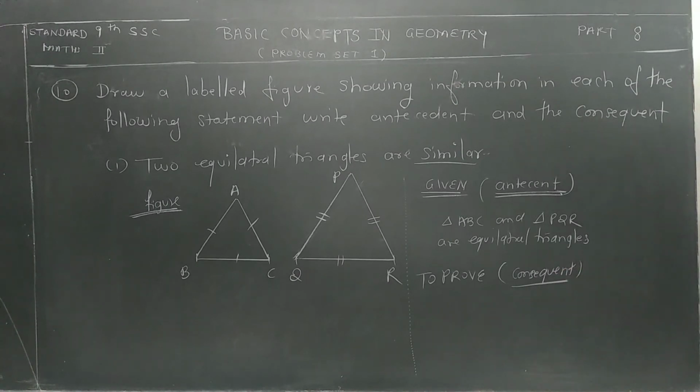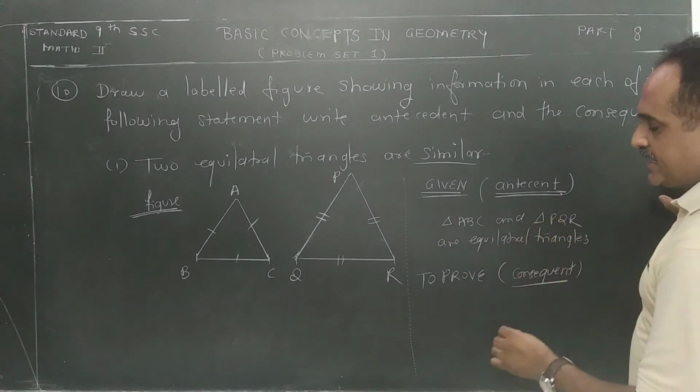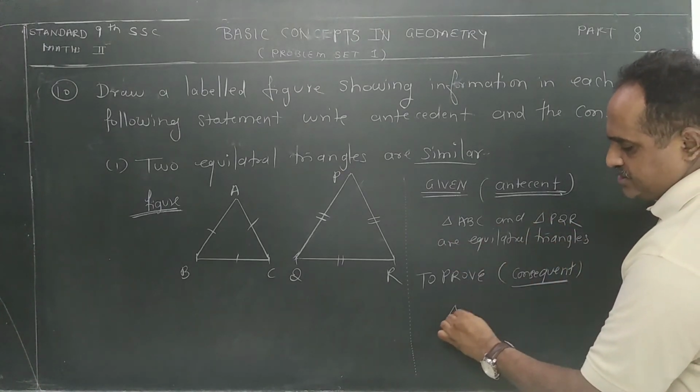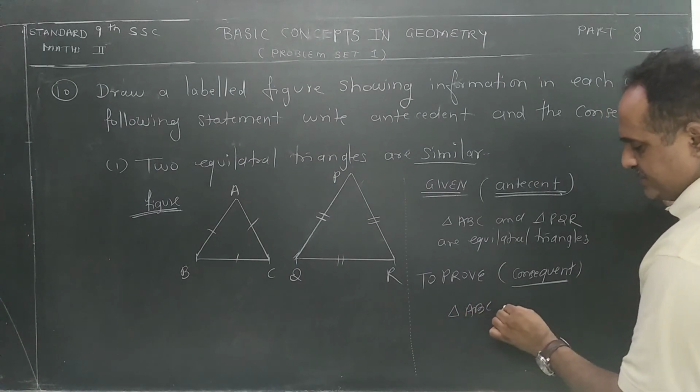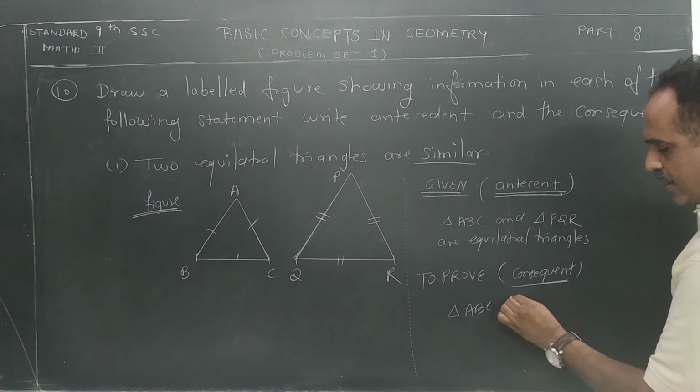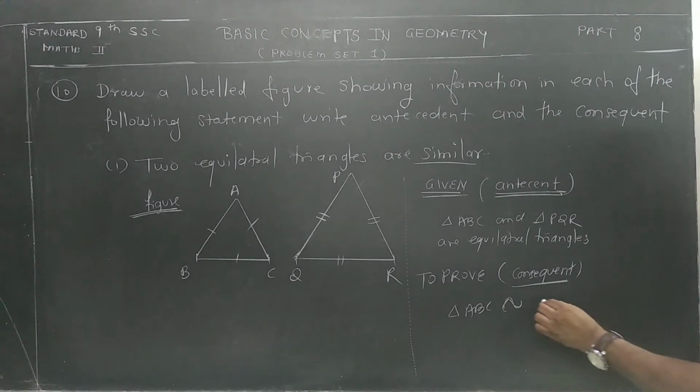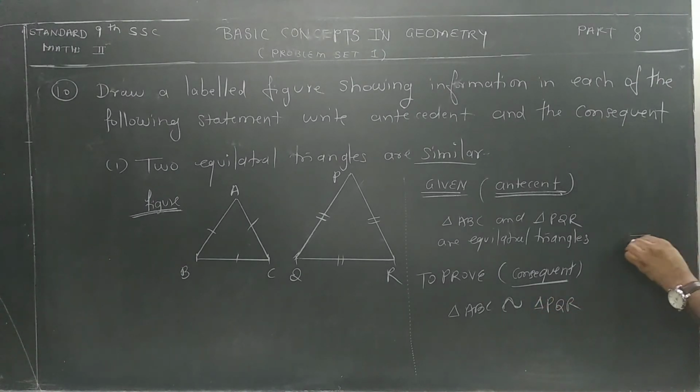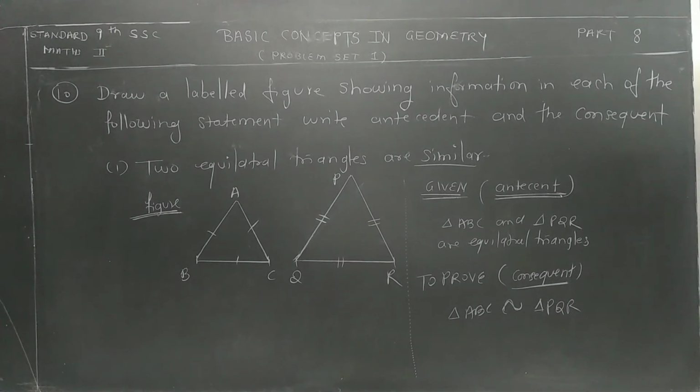What is the consequent? These two triangles are similar, means triangle ABC, and this is the sign of similar, is similar to triangle PQR. See, this is a sign of what? Congruent, and this is a sign of what? Similar. So this is the way you are going to write this answer. Copy it down properly by pausing your video.